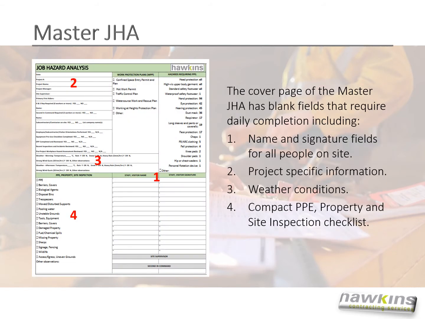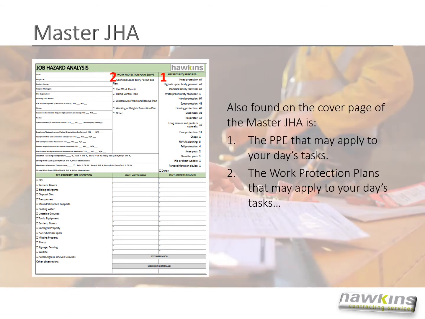The cover page of the Master JHA has blank fields that require daily completion, including name and signature fields for all people on site, project-specific information, weather conditions, and a compact PPE property and site inspection checklist. Also found on the cover page of the Master JHA is 1, the PPE, and 2, the work protection plans that may apply to your day's tasks.